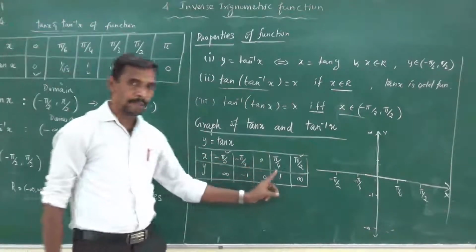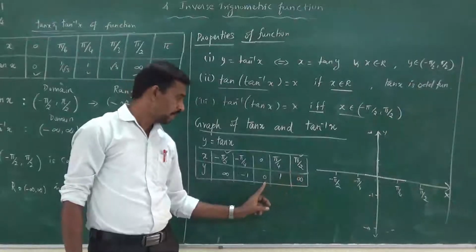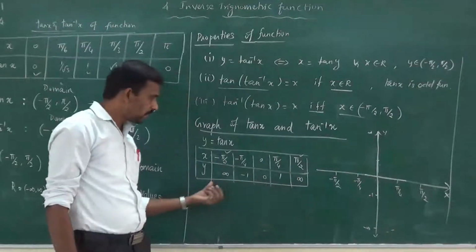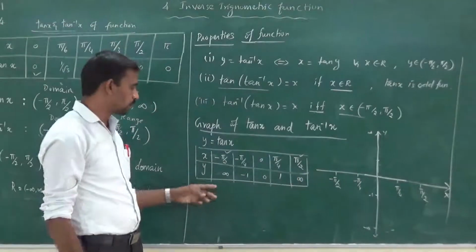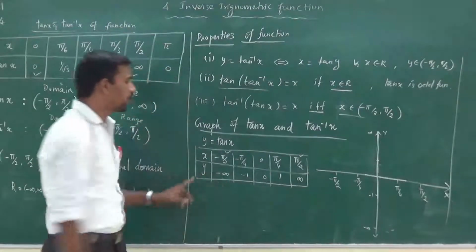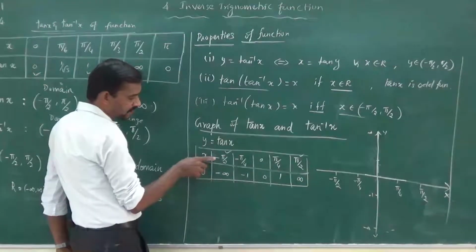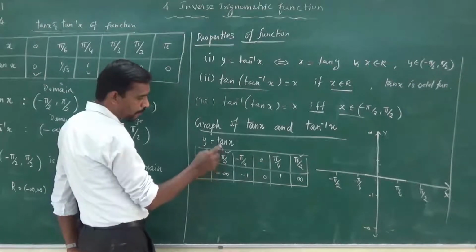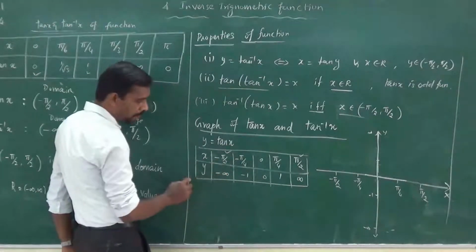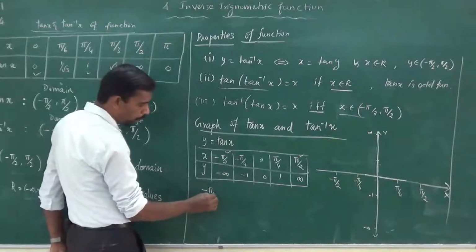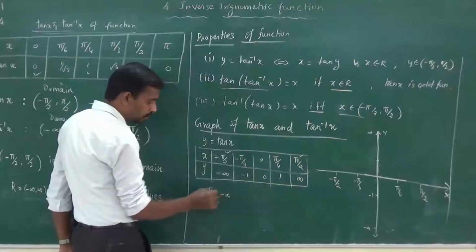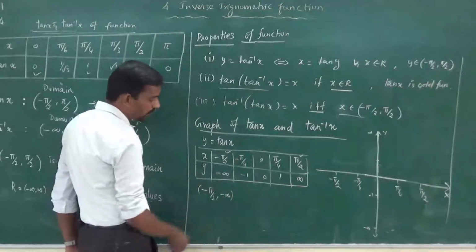So 0, pi by 4, pi by 2 means 0, 1, infinity. So let's say it will become additive also, okay? So this is minus infinity. So what is it now? At x equal to minus pi by 2, tan of minus pi by 2 is nothing but minus infinity. So we can plot the point minus pi by 2 comma minus infinity.